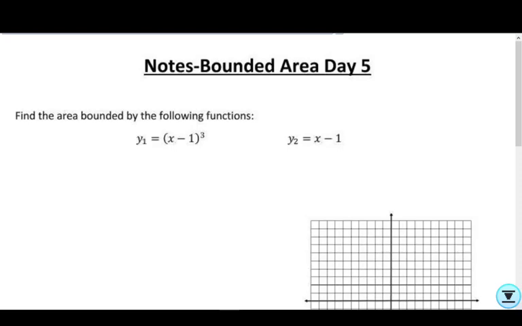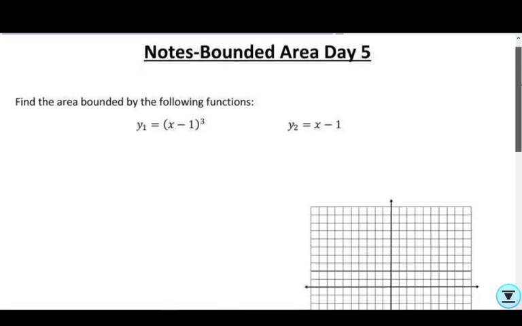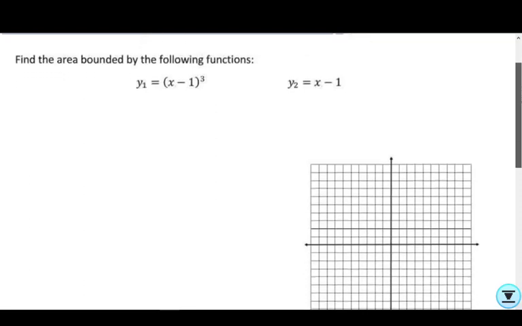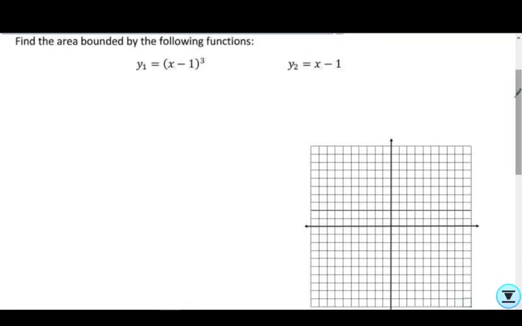Okay, so we're doing bounded area. We're going to find the area bounded by these functions. We have a cubic function and we have a linear function. Now, I always tell my students to sketch these just so you can see what's going on. So that's what I'm going to do.